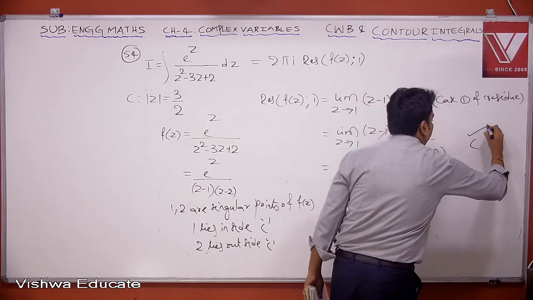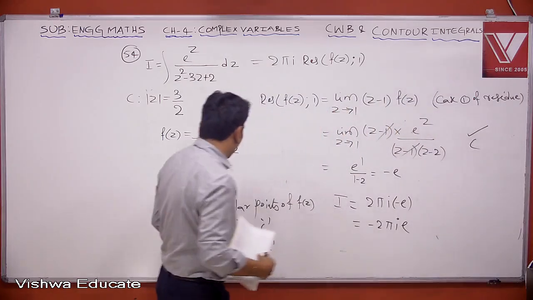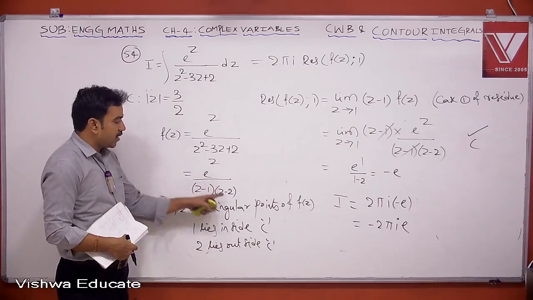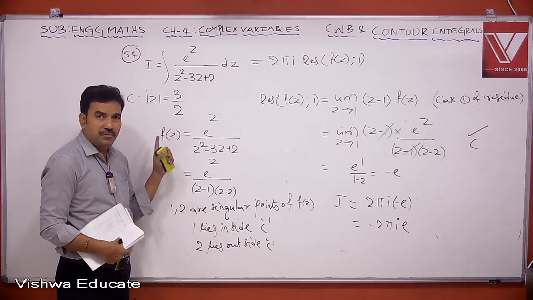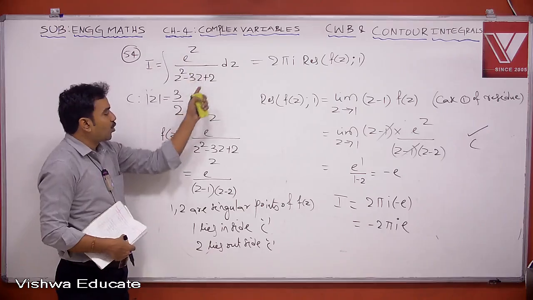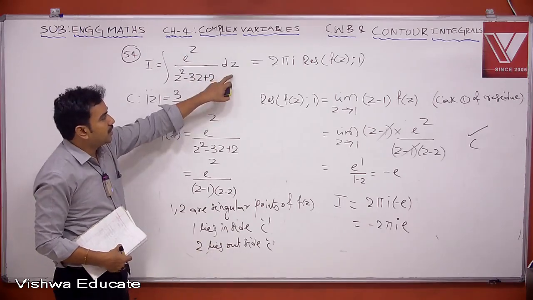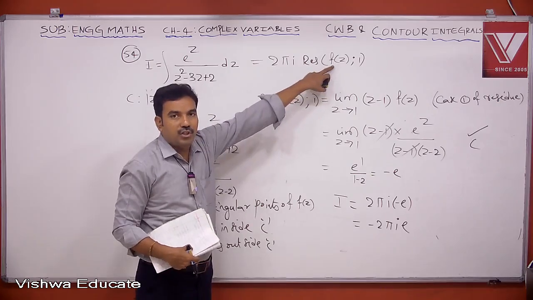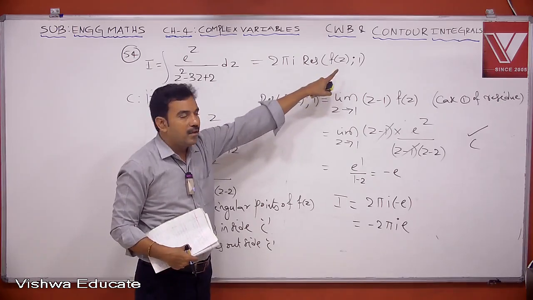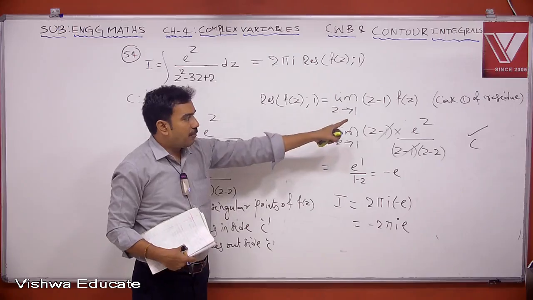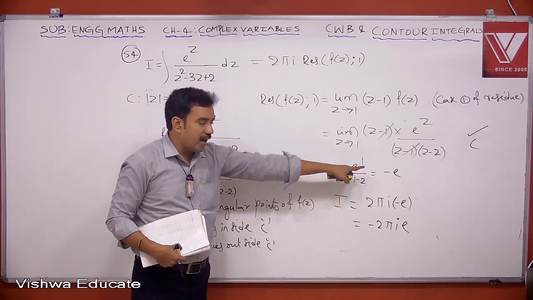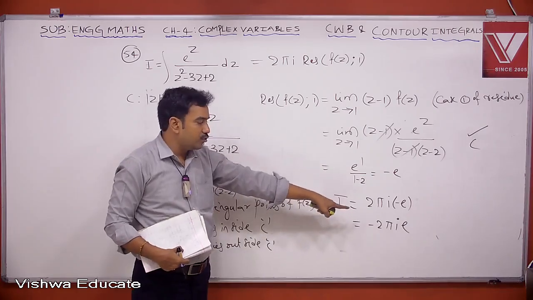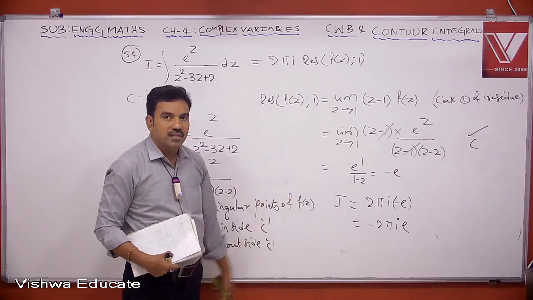See here we got two singular points 1 and 2, but only 1 belongs to this circle, but 2 does not belong to this circle. So you need not find residue of the function at 2. So this integral is 2 pi I times residue of f of z only at 1. Here 1 is a simple pole. Apply case 1. My residue is minus e. So multiply with 2 pi I. It becomes minus 2 pi I into e. Option C is right answer.